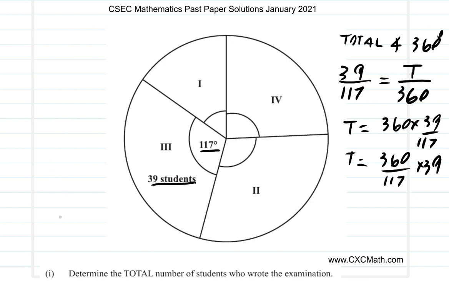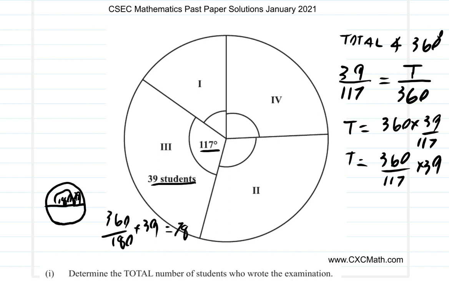If you imagine, just break from it for a while and see. If it was half, it would be 180 degrees, right? And the total would be twice. If this was the 39, the total would be twice. You would have 360 divided by 180 multiplied by 39, which would be what? That would be 78. If that were the case, it's the same line of argument here. 360 over 117 would line up with 360 over 180. Alright?